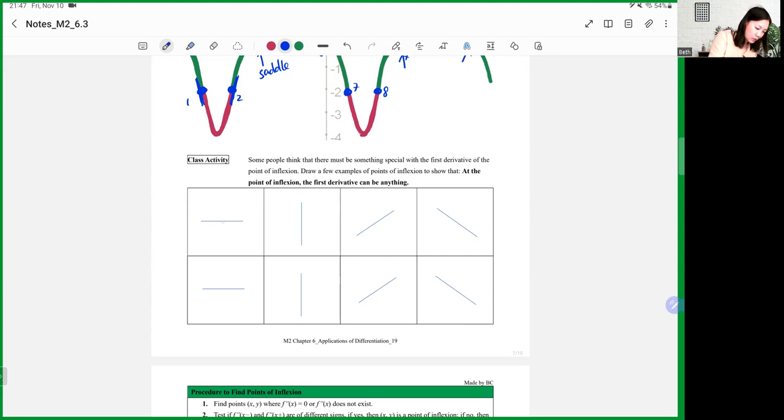Now the first one, this is my point here, so I will have this point. And then I will have concave down and then concave up. So this point is a saddle point. It has a horizontal slope, horizontal tangent, and on the left concave down, on the right concave up. The next one, I have drawn this. This is my point. I have concave up and then concave down.